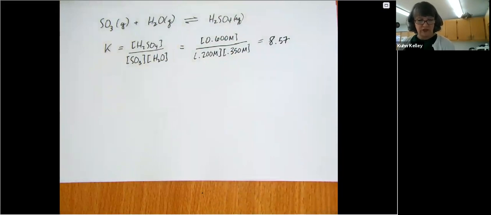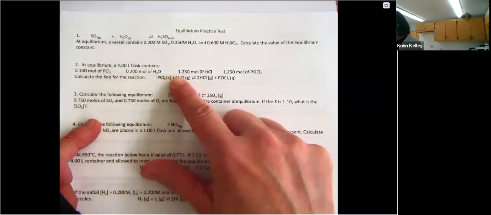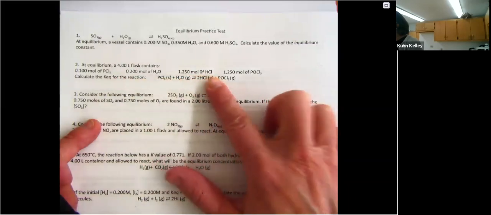The second question throws in a little wrinkle. It says at equilibrium, a 4-liter flask contains 0.1 molar PCl5, 0.2 molar water, 1.25 molar hydrochloric acid, and 1.250 molar of phosphorus oxychloride, POCl3.